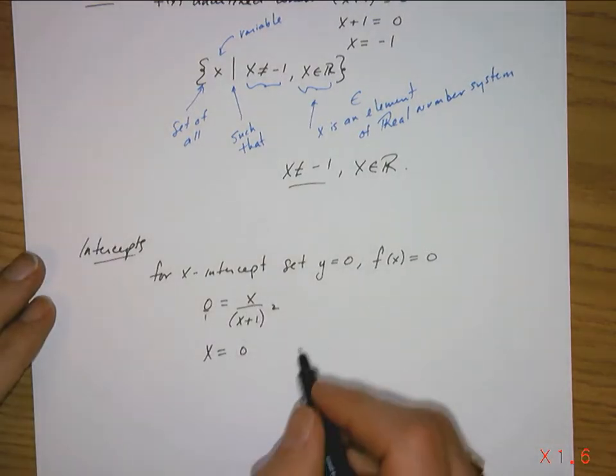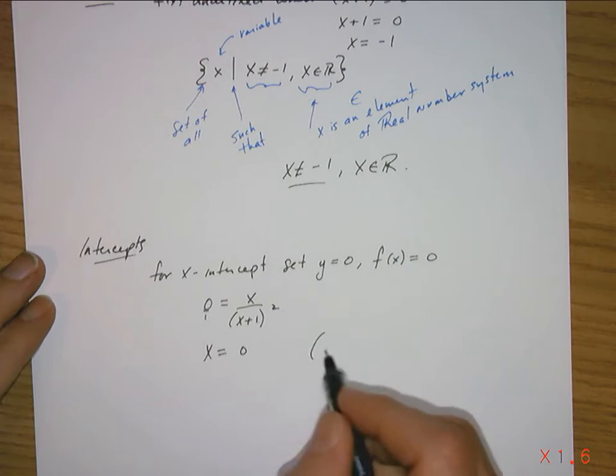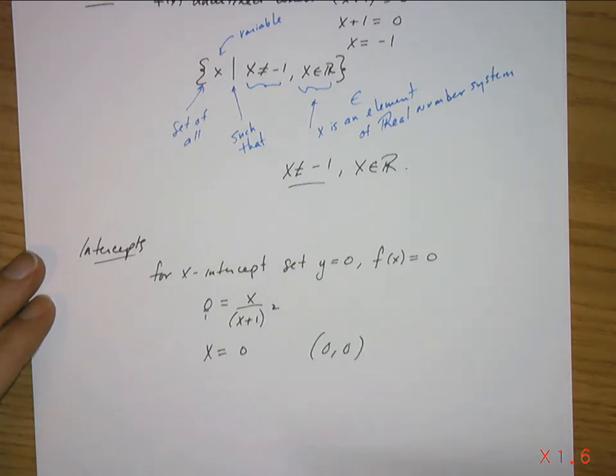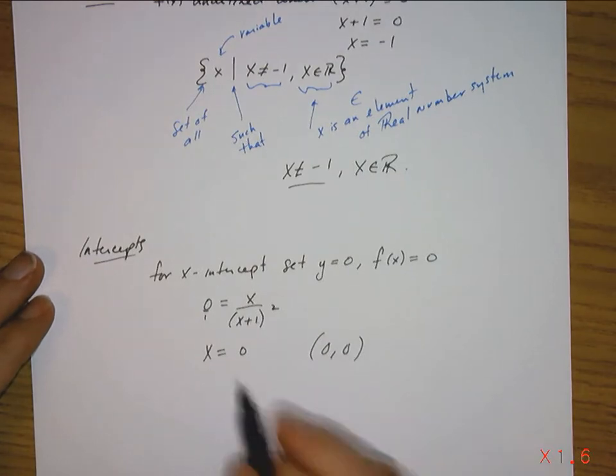So your x-intercept is going to be 0, 0, which is actually the origin. There's only one x-intercept, and it's 0, 0.